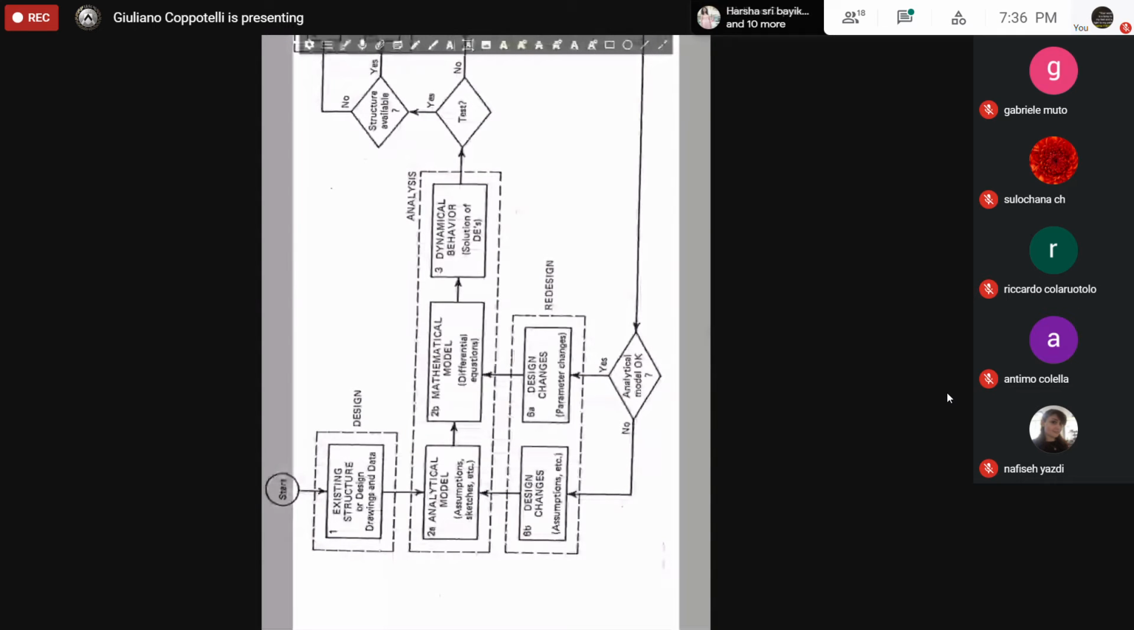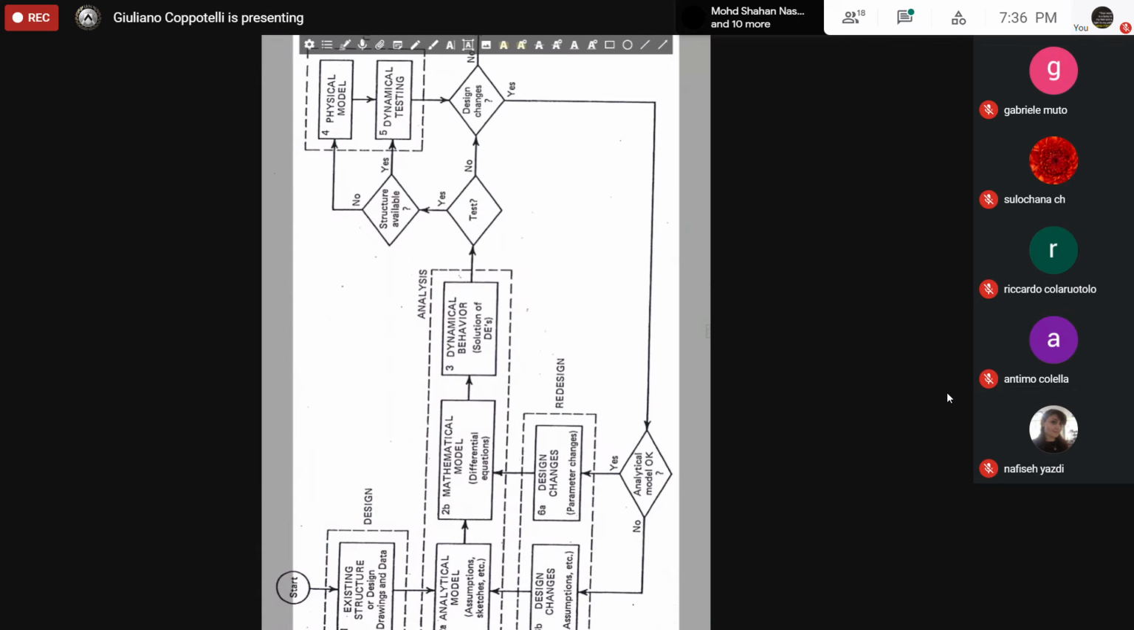It could also be done by verifying or reassessing the assumptions referring to the analytical model, or by refining the mathematical model that could give you the answer to your question. And then we start the loop once again.